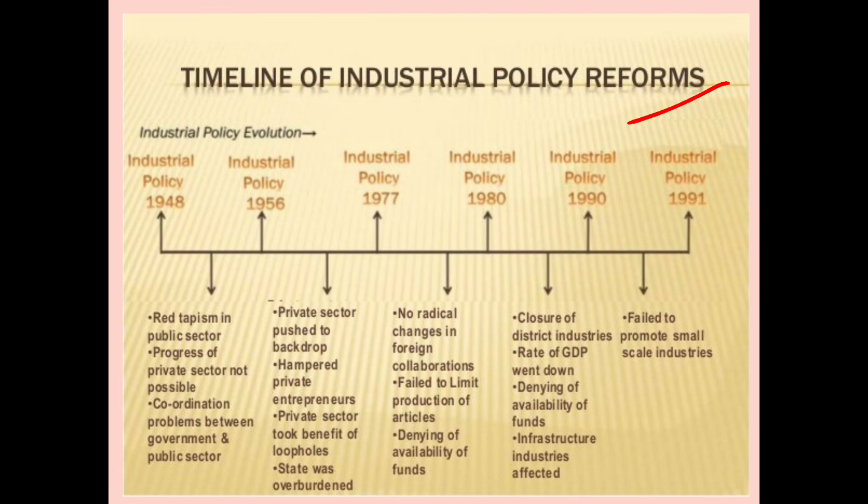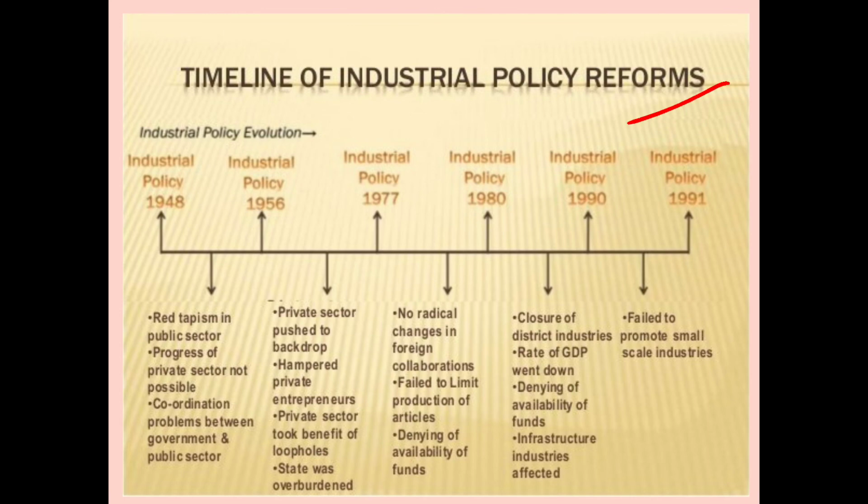Then private sectors were pushed to the backdrop, and private entrepreneurs were hammered. The private sector took benefit of loopholes. Then the state was overburdened. Then next, no radical changes in foreign collaboration, which failed to limit the production of articles, denying the availability of funds. In the next video, we will completely study how the industrial policy. So this is only the overview.